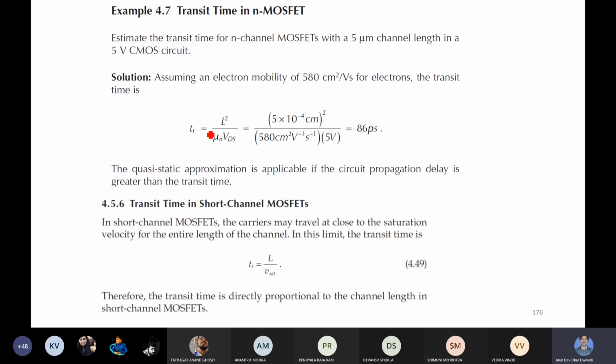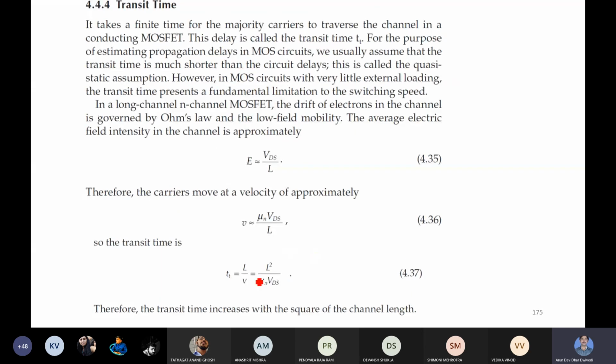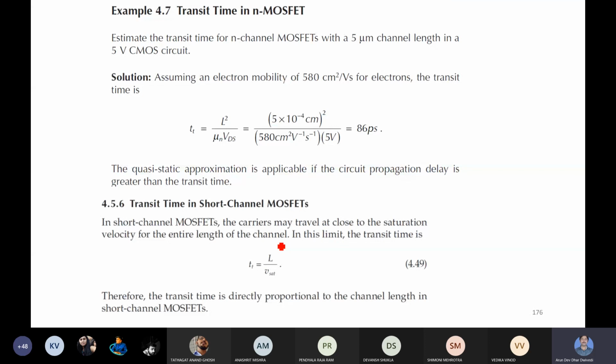If it is a short channel MOSFET, then L divided by V sat, the saturation velocity, should be taken. If it is a long channel MOSFET, we take the normal velocity from V equal to mu times E, mobility times electric field, where the electric field is VDS by L. But for a short channel MOSFET, we find the transit time by L divided by V sat, because the velocity is already saturated, as a very high field is there. So these are a few things.